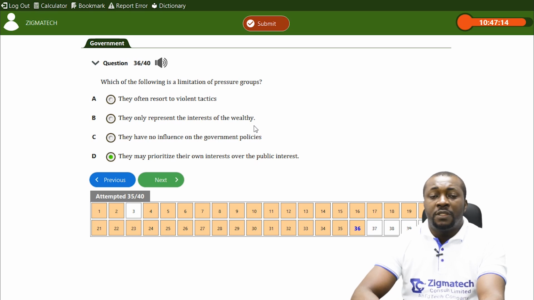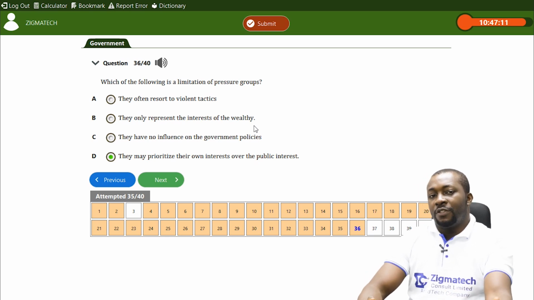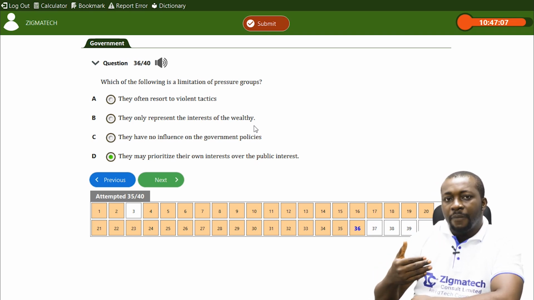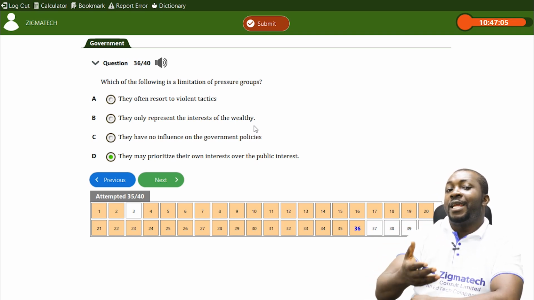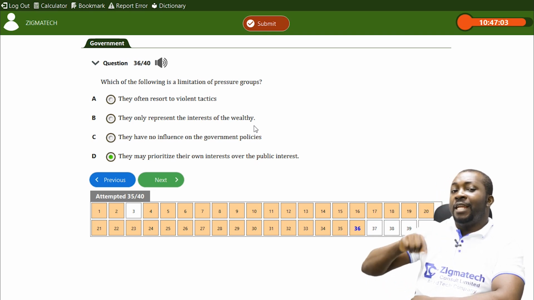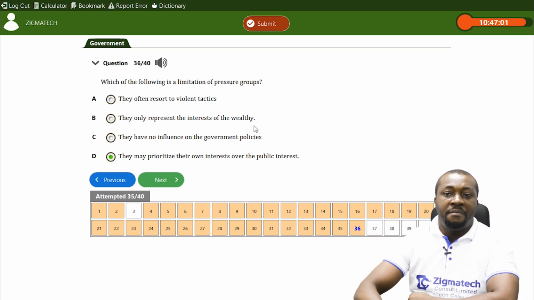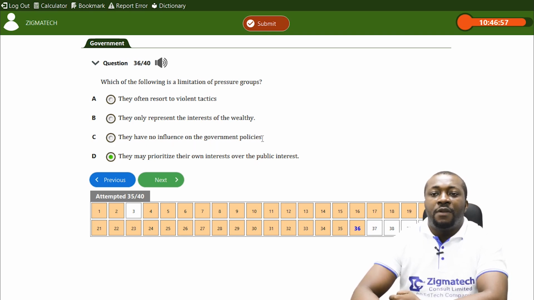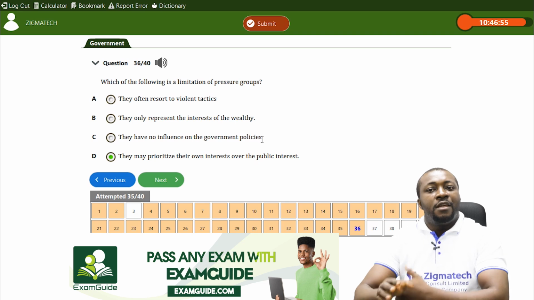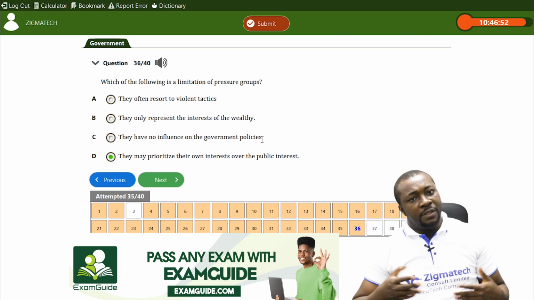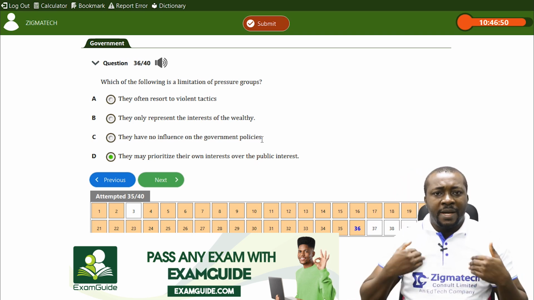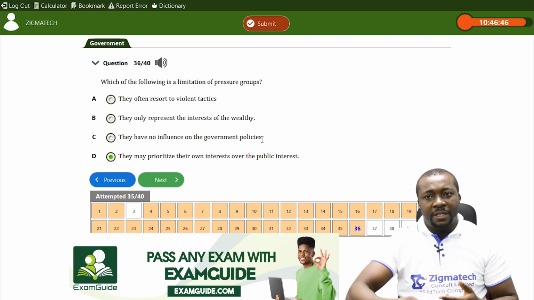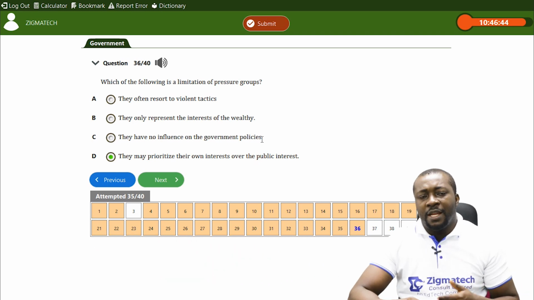B says they only represent the interests of the wealthy. Remember, a pressure group is an organized interest group that seeks to influence government policies in the interests of their members. So not in the interest of the wealthy, but that of their members. So it's not B. Option C says they have no influence on government policies. If they don't have influence on government policy, why do they exist? Remember, their aim is to influence government policies in the interest of their members. And in most cases, they succeed in influencing.